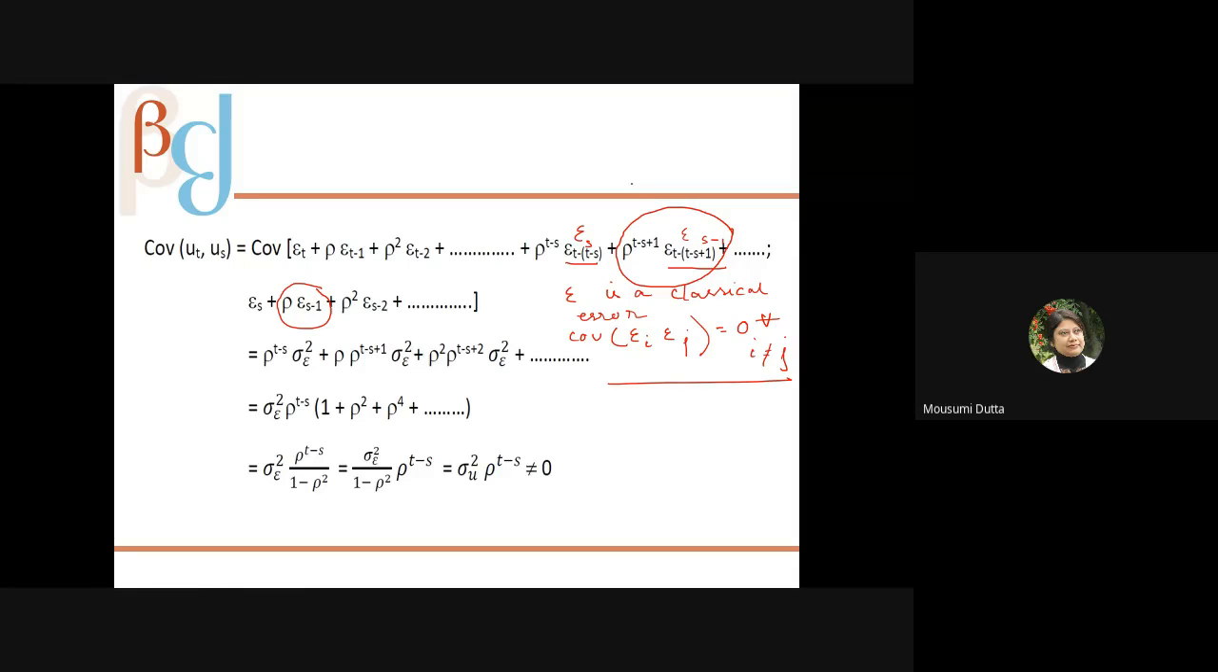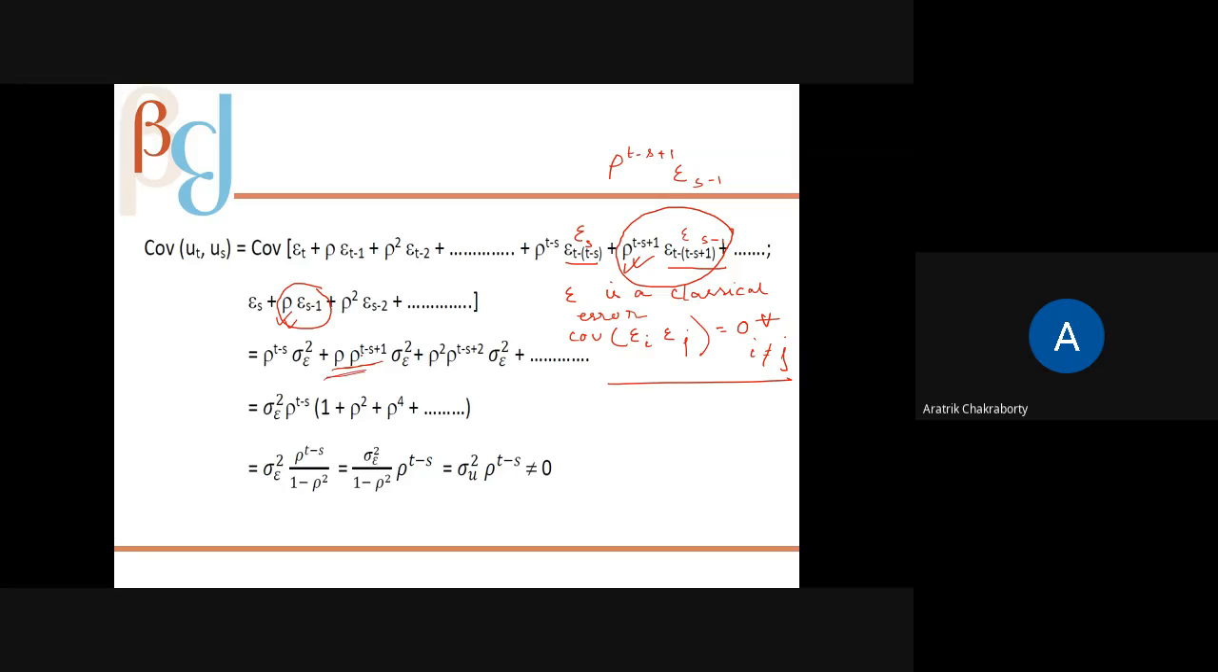So there is rho to the power t minus s plus 1 into epsilon s minus 1, and here you have rho epsilon s minus 1. Now, when you are taking covariance between epsilon s minus 1 and epsilon s minus 1, you are getting the variance. The cofactors are rho and rho to the power t minus s plus 1. This cofactor and this cofactor: rho from here and rho to the power t minus s plus 1 from this term. Are you getting this?